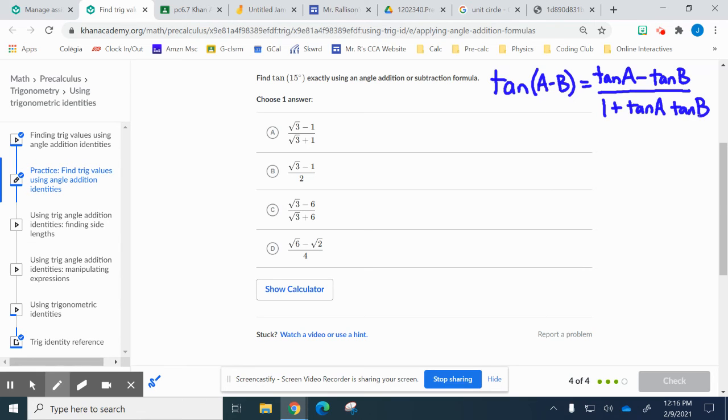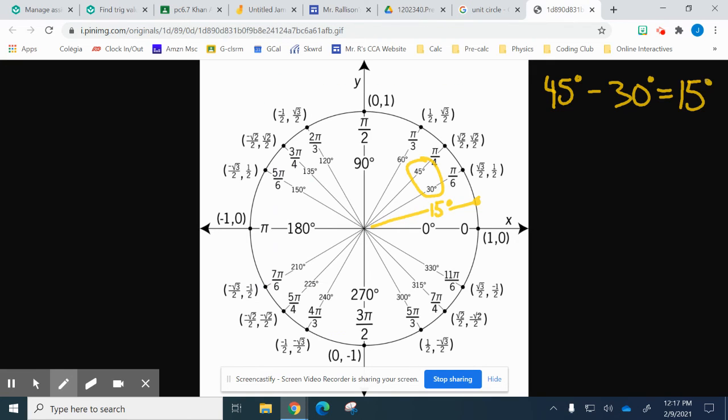And God bless the person who figured these things out. But that's our identity. We know that that equals that for the tangent. So now we've got two angles, and we just have to figure them out, right? So let's figure out our angle A and B. Let's go back over here. Our angle A will be 45, and our angle B will be 30.